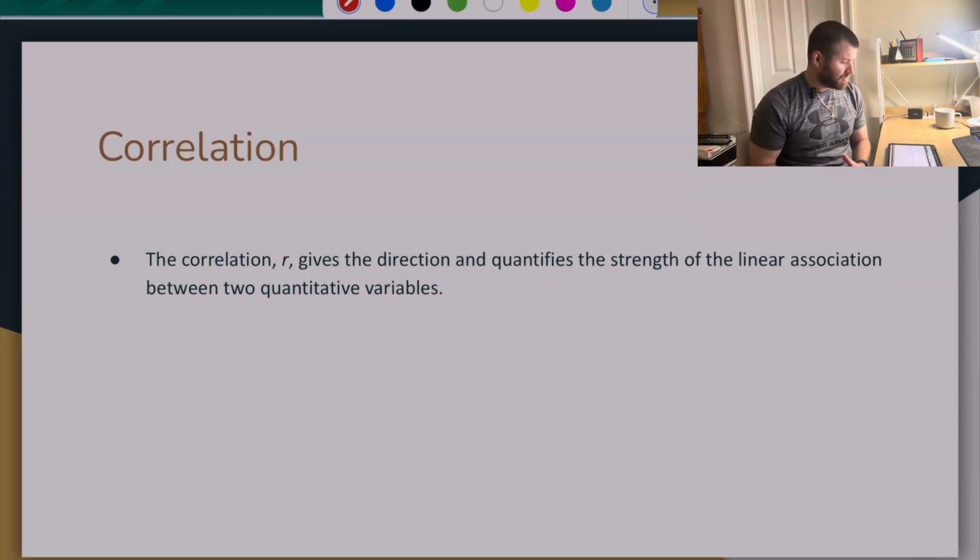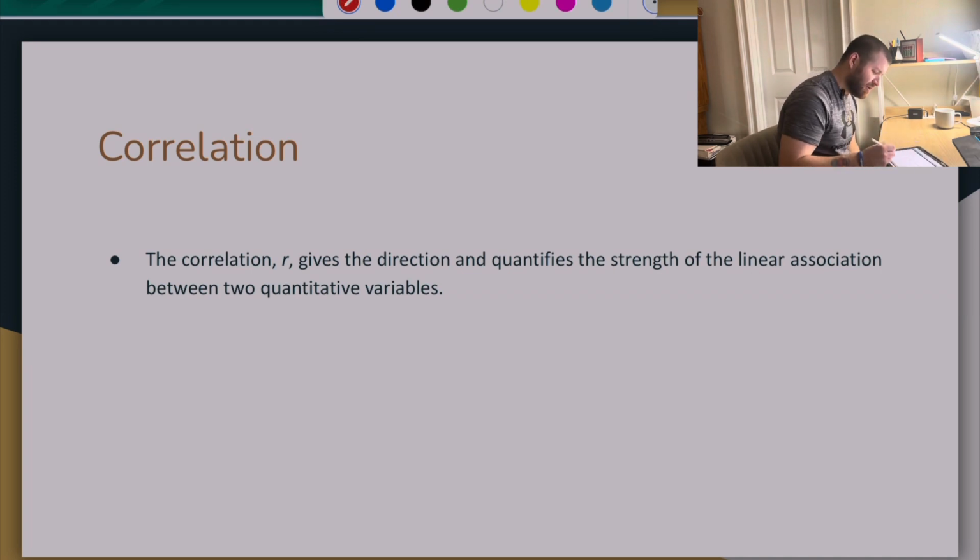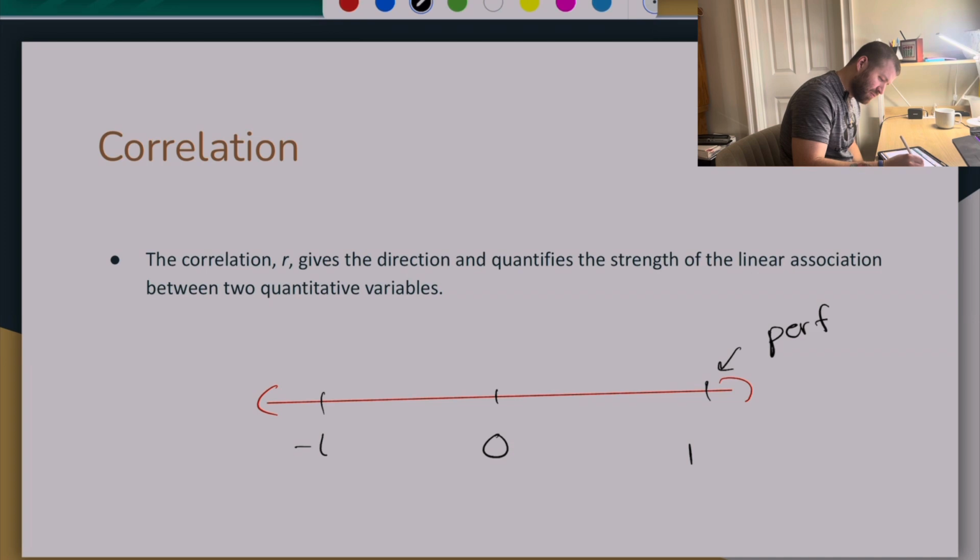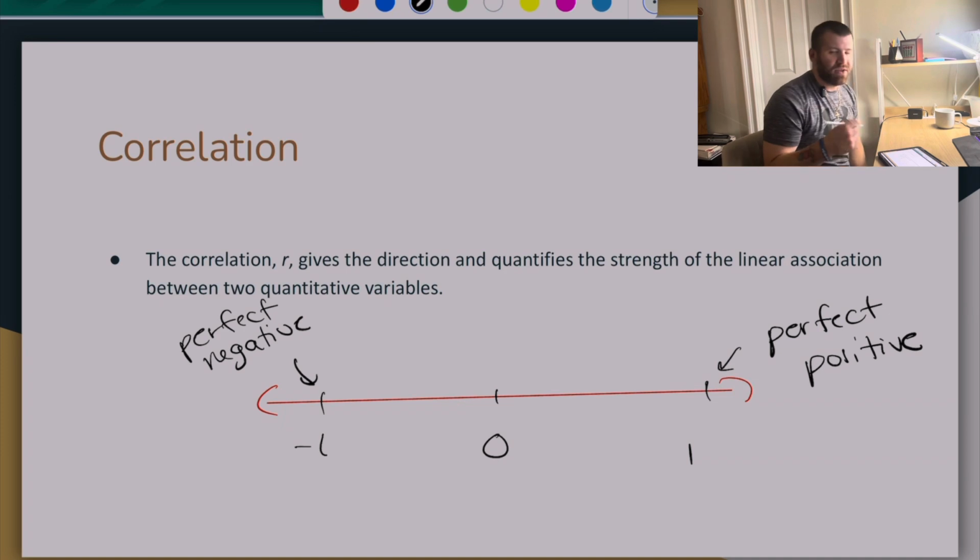Correlation itself. This is just the textbook definition from the stats course and exam description. It gives the direction and quantifies the strength of the linear association. In reality, very simple to remember here. Your correlation lives on a number line between -1 and 1. Here, this is a perfect positive association. This is a perfect negative association.